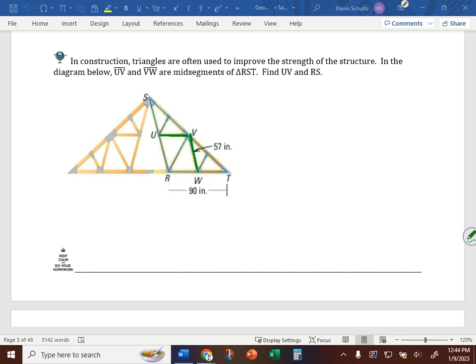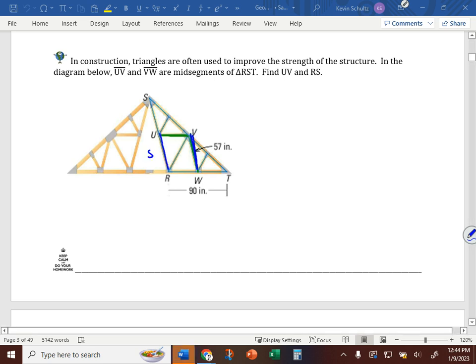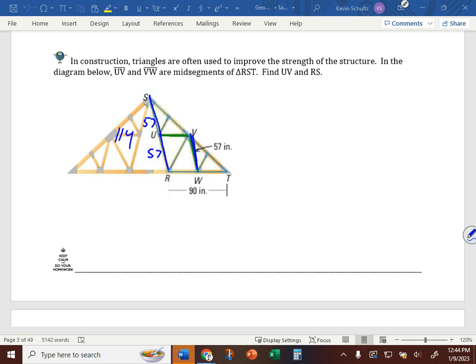What'd you do? Good. I knew that 57 was congruent to VW, which was congruent to UR, and also US. I want to mark that in blue instead so we can identify that. Okay? So that's going to be 57 there. And that's 57. US is 57 there as well, the whole thing, which represents RS, right, is going to be 114. Double what 57 is.